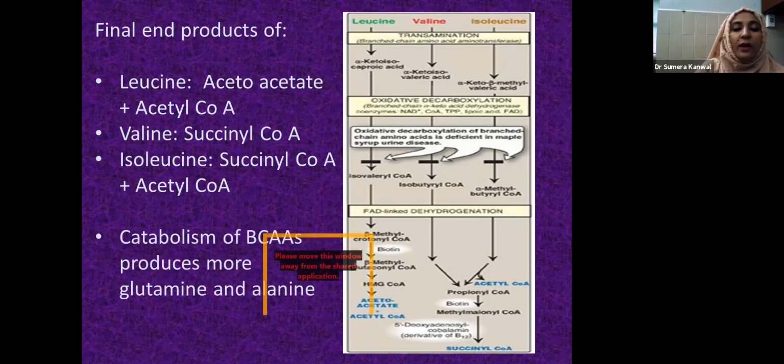Catabolism of branch chain amino acids produces more glutamine and alanine in muscles to be transported into the liver for the urea cycle through the glutamine pathway or through the alanine cycle that we have discussed already in our previous lectures. The transport of nitrogen from muscles and from tissues towards the liver for the urea cycle occurs through two pathways, through glutamine or through alanine. So the catabolism of branch chain amino acids produces more glutamine and alanine.